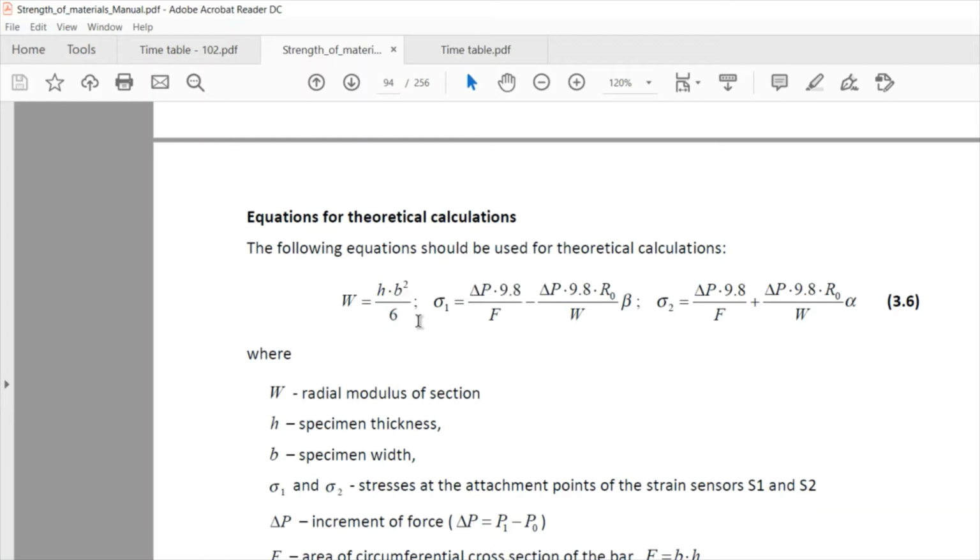Based on that, sigma 1, the first stress, will be the force, in kilogram force converted to Newtons, so delta B multiplied by 9.81 gravity, divided by the area, where the area is B multiplied by H. Beta is the coefficient, the mean value of radius, and the radial modulus of section. So we can calculate sigma 1 and sigma 2, and note that one is negative and the other is positive, tension and compression.